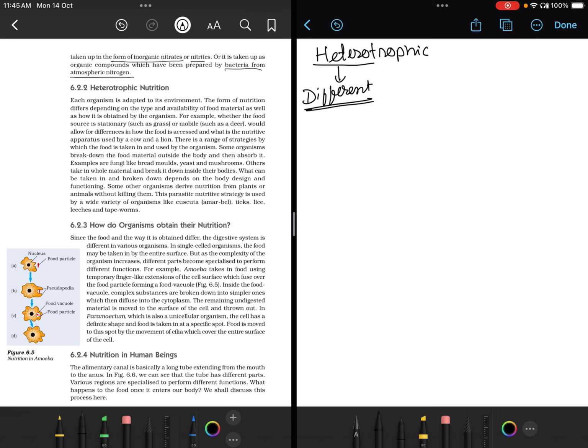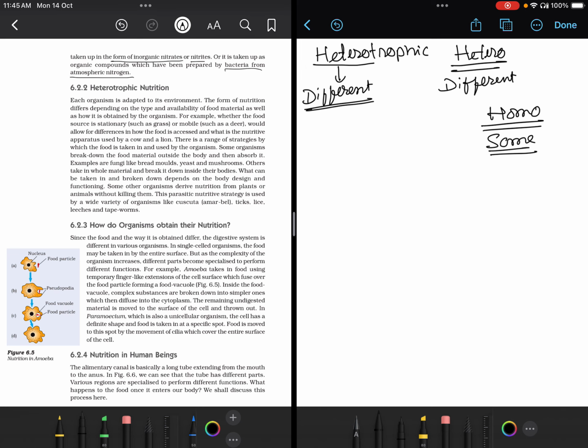Remember this, okay? This will help you. In any word, if you get hetero, that means different. And if you get homo, that means same. Remember these terms, it will help you a lot.